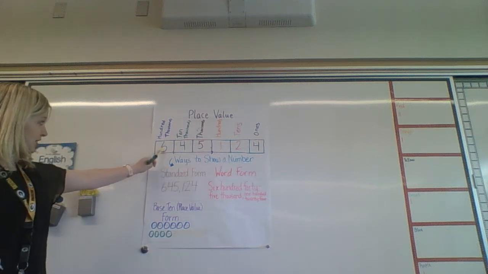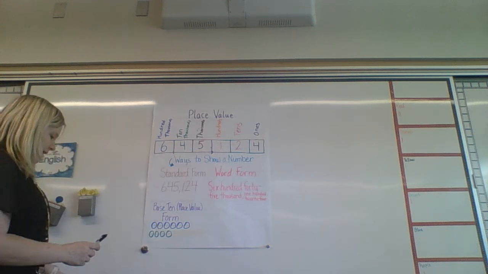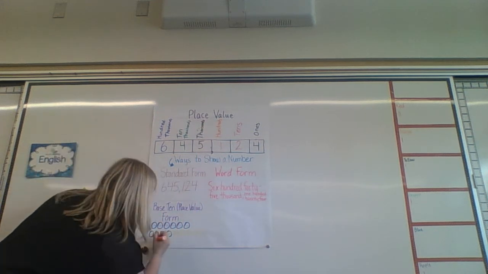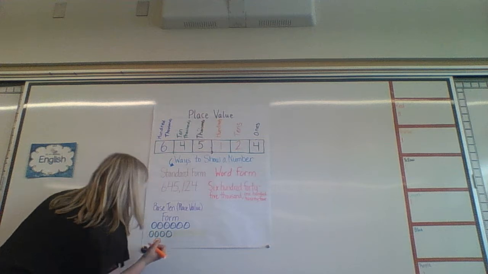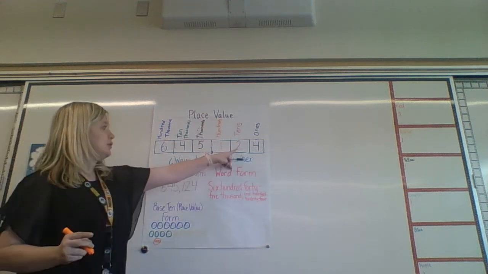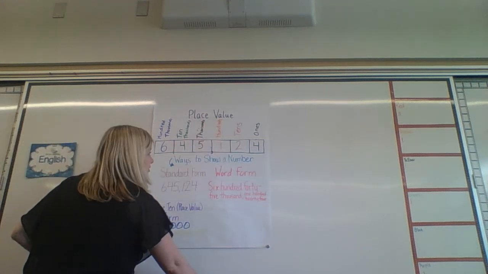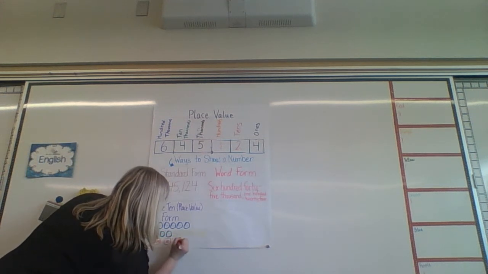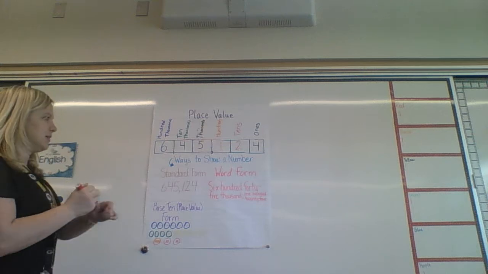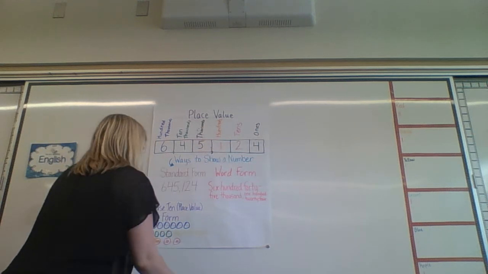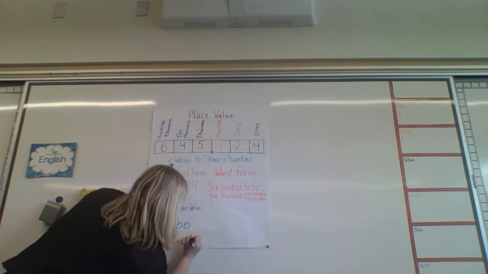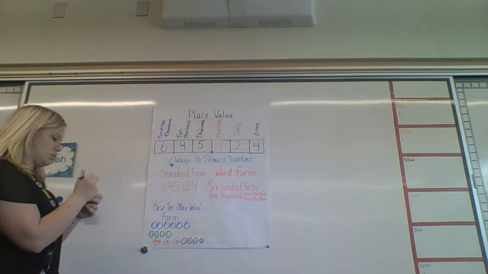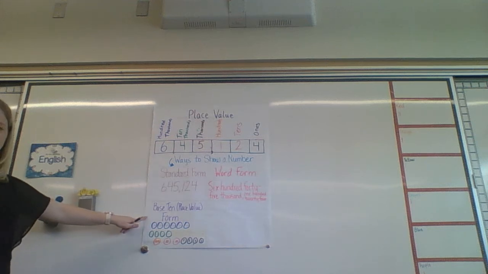So I've done my 100,000s, my 10,000s, my thousands. Now I need to show my hundreds. I have one group of 100. Then I have 2 10s, so I show my 2 10s. And finally, I have 4 1s, so I draw 4 1s. 1, 1, 1, and 1. So that's our base 10 or our place value form.